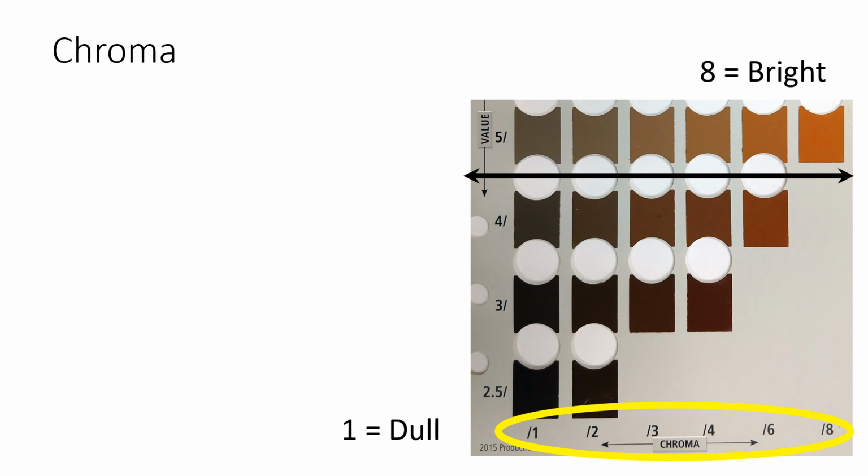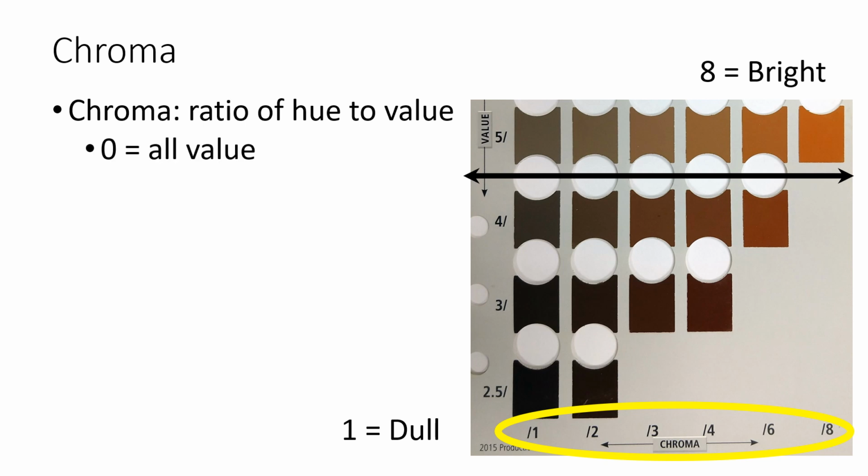The chroma, I call it the intensity or the brightness. You see across the bottom, the 1 is a dull color, and when you move to the right on the book, the colors get brighter. So the chroma is defined as the ratio of hue to value. I don't really understand that, I just accept it.